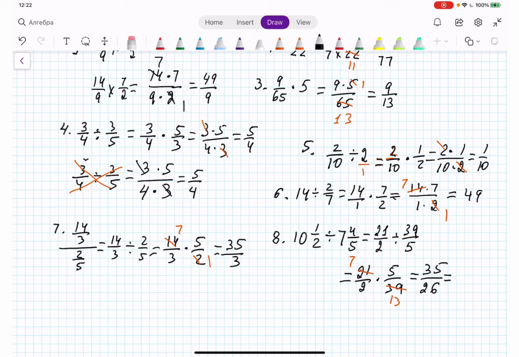Okay. If we convert into a mixed fraction, we are going to get 35 divided by 26. It's going to be 1 time 26. And the remainder is going to be 35 minus 26, it's going to be 9. The remainder goes to the numerator, the denominator stays the same. Number 9.